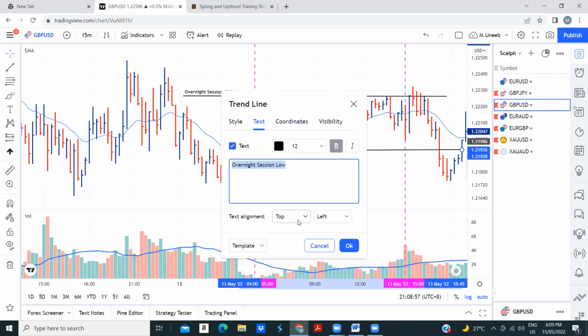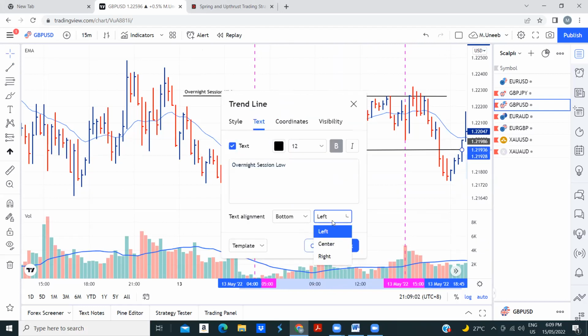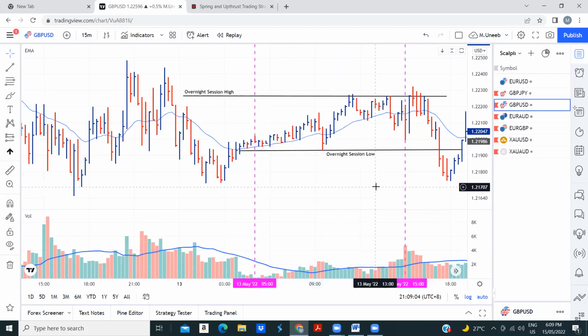Okay, I will put it at the bottom. Bottom left. No, I will put it in the center. Much better. Okay, then what's the first step after identifying the overnight session highs and lows? London Open is here, you know that. Now we're going to draw the Wyckoff structure, and then identify the bias, right? So draw the Wyckoff structure from overnight session, from here to here.